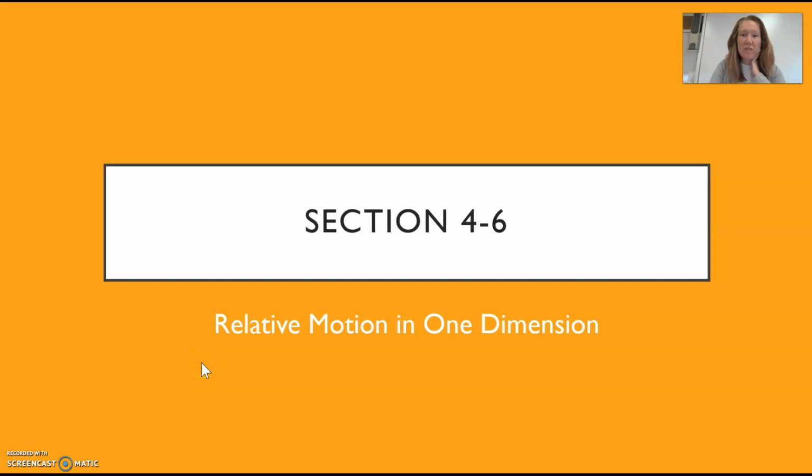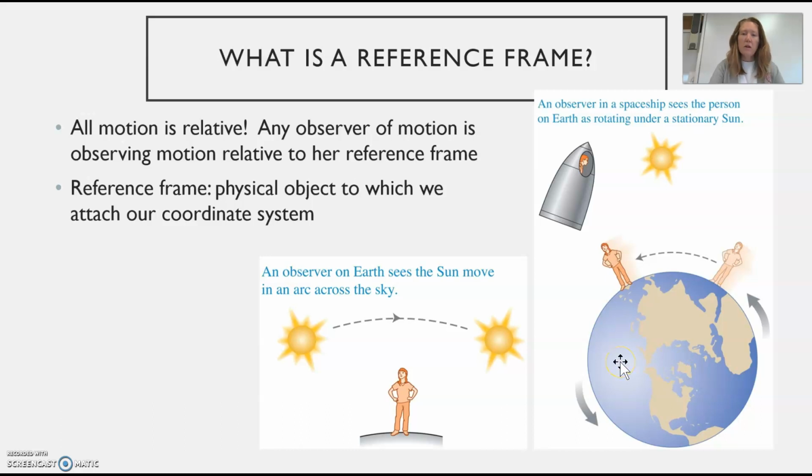Today we're covering 4-6, which is talking about relative motion between objects that are both moving along the same axis. First we need to just talk about vocab.